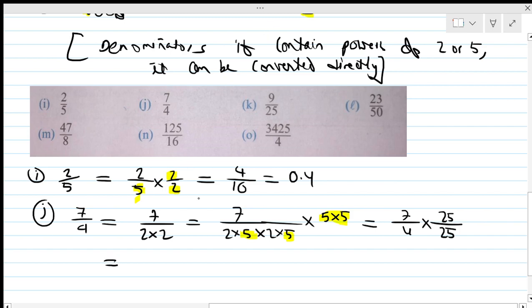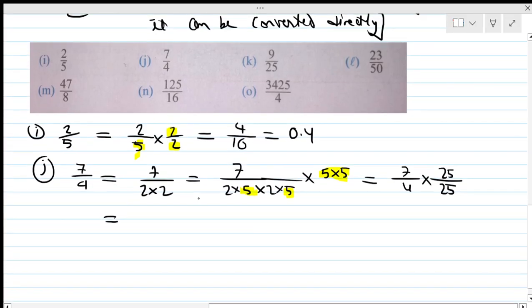And now what does it turn into over here? So 7 into 25: 7 5s are 35, 7 2s are 14, 14 plus 3 is 17. So 175, and below there is 100. So after the decimal you have to maintain 2 digits. So 1.75 is the result.